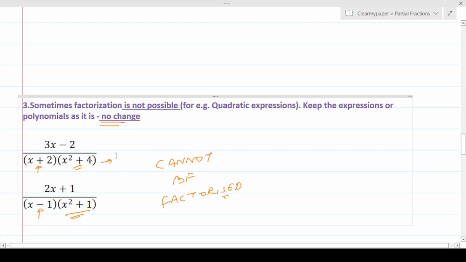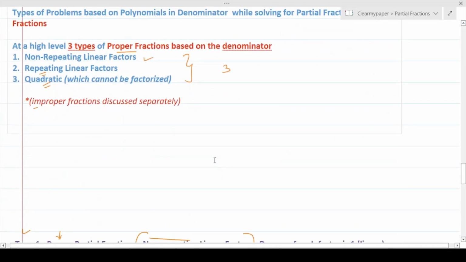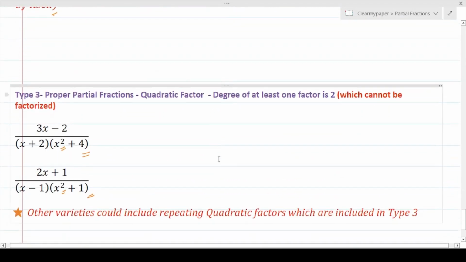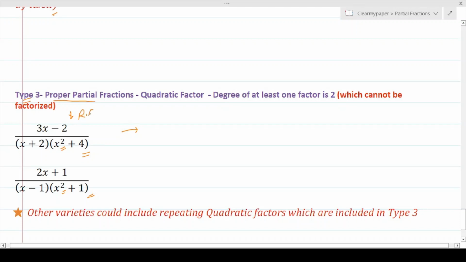And these are the same two examples that I've taken. It cannot be factorized. So in such cases, which is type three, you might get a quadratic that you cannot factorize. So you just leave it as it is. We'll solve it in a different way. And that's the type three. So those are the three types of problems within the context of proper partial fractions that we might get when a given problem is supposed to be decomposed into partial fractions. That means we have a rational expression, which is a ratio of polynomials, and our objective is to decompose that into partial fractions in a simpler format. And based on which type it belongs to, we'll have a different method to do that.